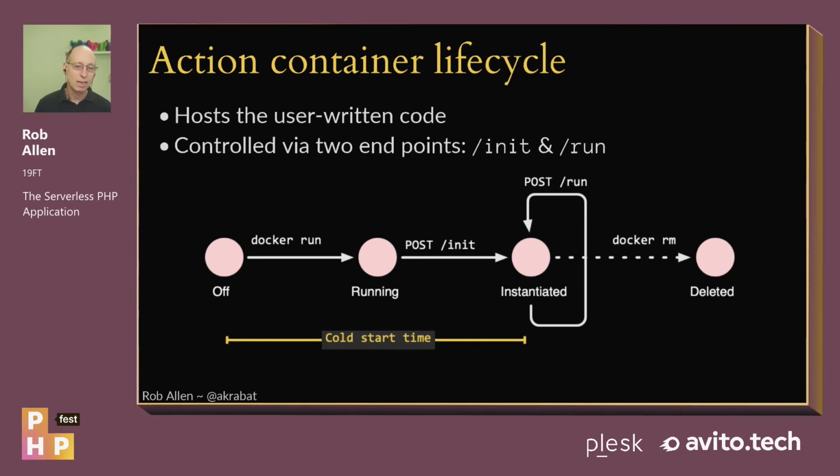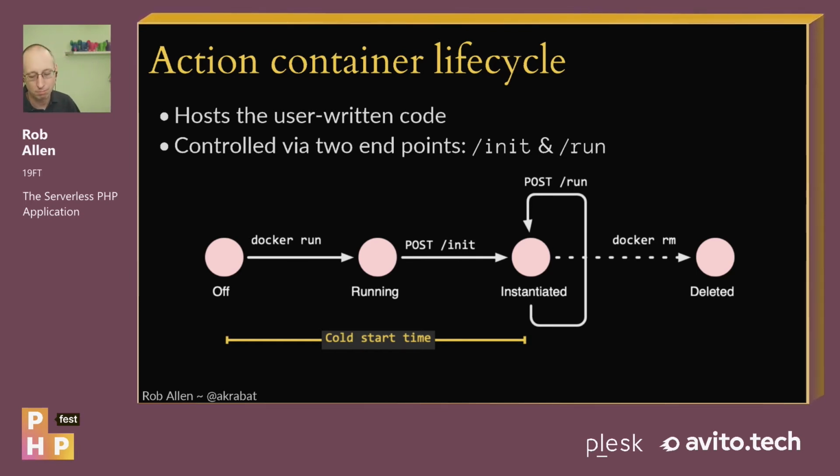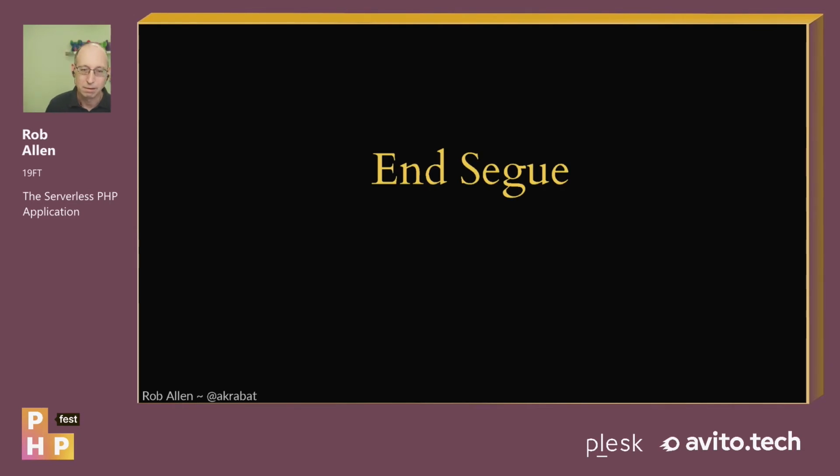You'll notice it only happens on the very first instantiation of the Docker container. Once the first request has gone in, every subsequent request is faster because we don't need to start the container every time, because we can run the same source code multiple times. That's it. Now you know all there is to know about the basics of how serverless actions are executed within the system.